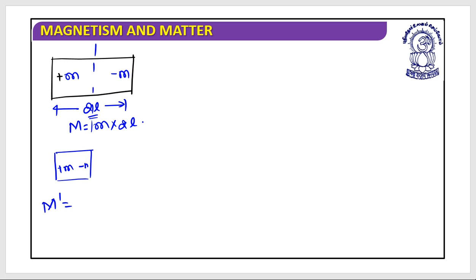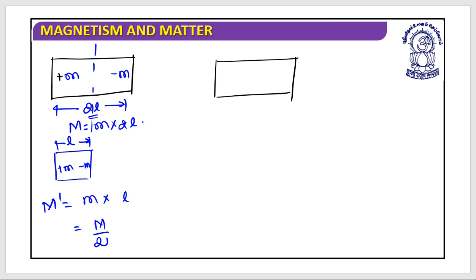This is plus m, this is minus m. So this would be equal to m into l, because only the l length would be there. So this would be capital M divided by 2. The same situation can occur over here, that it has been divided into two equal parts.